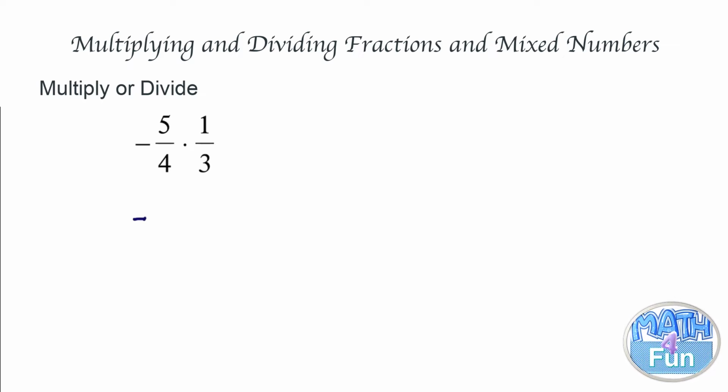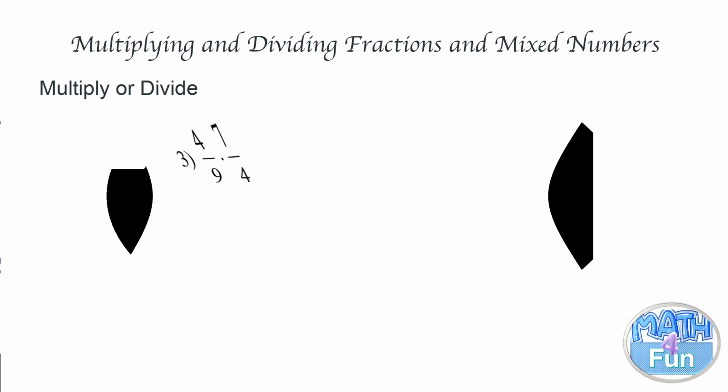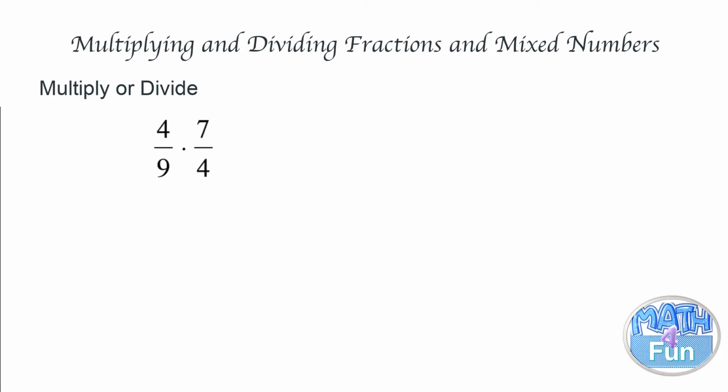And here we multiply 5 by 1, which is 5, and the denominator, 4 by 3, which is 12. And that would be the final answer. Let's look at another one. Here we have 4 over 9 multiplied by 7 over 4. Both of them are positive, so their product is going to be positive.